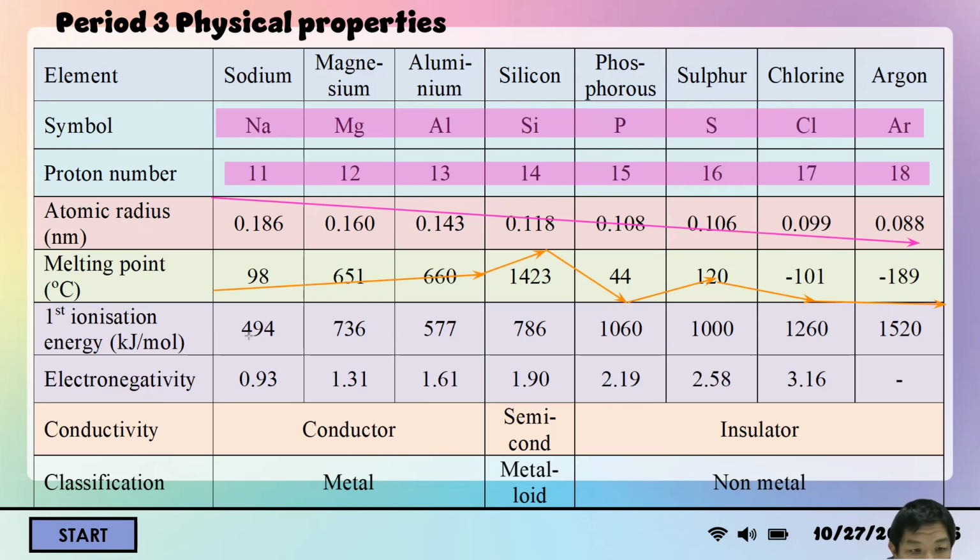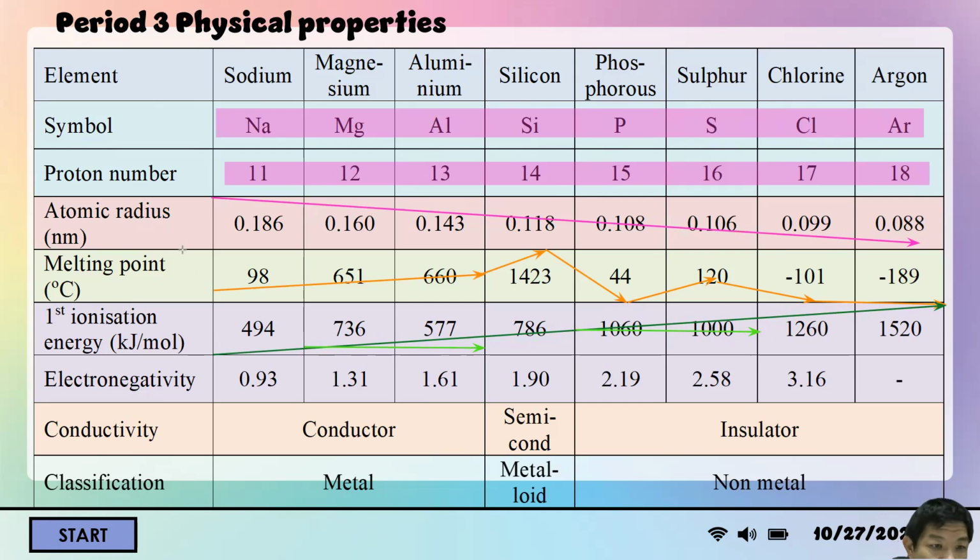As for ionization energy, generally across the period, ionization energy increases, though there are some anomalies here. As you can see, the anomalies lie between magnesium and aluminium, where magnesium is slightly higher than aluminium, and the other one is phosphorus and sulfur, where phosphorus is slightly higher than sulfur. There is a reason behind this, which we are going to explore together.